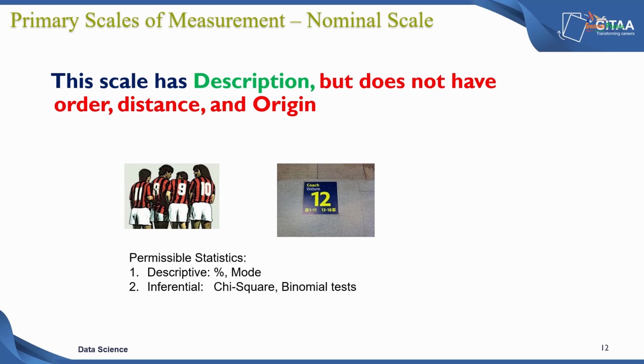The permissible statistics in this type of scale are that you can compute the percentage. So if you have gender in a group of people, 70 men and 30 women, you can say that 70% of the population is men, and you can also compute the mode. We will look at what mode is in a little while. For inferential statistics, that is, if you want to generalize to the population, you will use chi-square and binomial tests. These are the tests that are appropriate. Again, we will look at this in more detail when we cover inferential statistics.